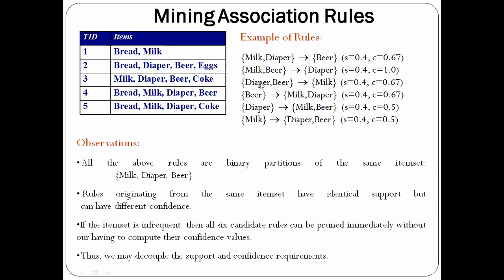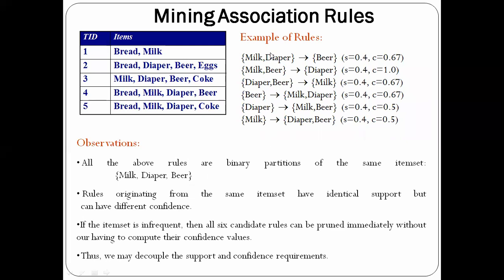We will keep those rules only, and the rules which have support and confidence less than the minimum support and the minimum confidence will be pruned, or removed from the list of association rules. Now see here, what is the procedure that we will be following? All these rules, if you observe here, have the same items, that is milk, diapers and beer. These are the three items which are present in all these transactions.